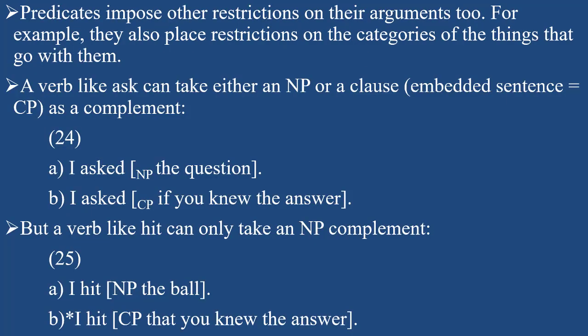Predicates impose other restrictions on their arguments too. For example, they also place restrictions on the categories of the things that go with them. A verb like ask can take either an NP or a clause, an embedded sentence, CP, as a complement. For example, I asked the question. The question is an NP. We have the determiner and the noun.